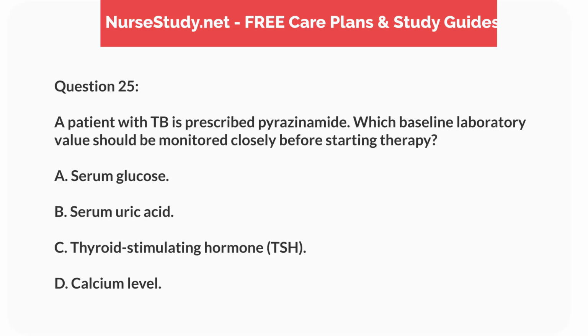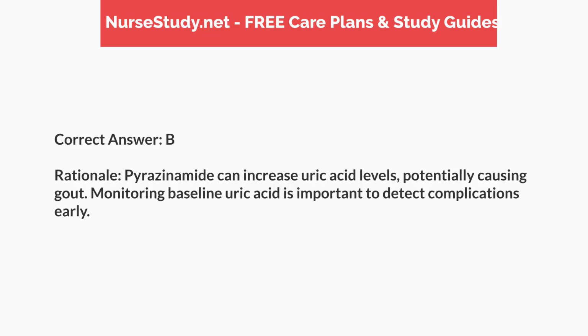Question 25. A patient with TB is prescribed pyrazinamide. Which baseline laboratory value should be monitored closely before starting therapy? A. Serum glucose. B. Serum uric acid. C. Thyroid stimulating hormone, TSH. D. Calcium level. Correct answer, B. Rationale: pyrazinamide can increase uric acid levels, potentially causing gout. Monitoring baseline uric acid is important to detect complications early.